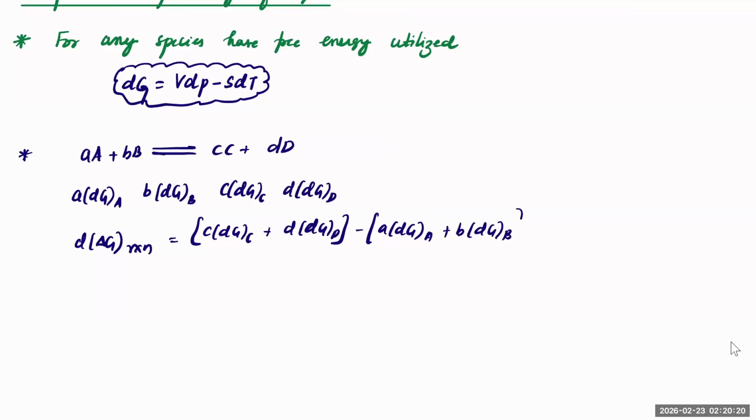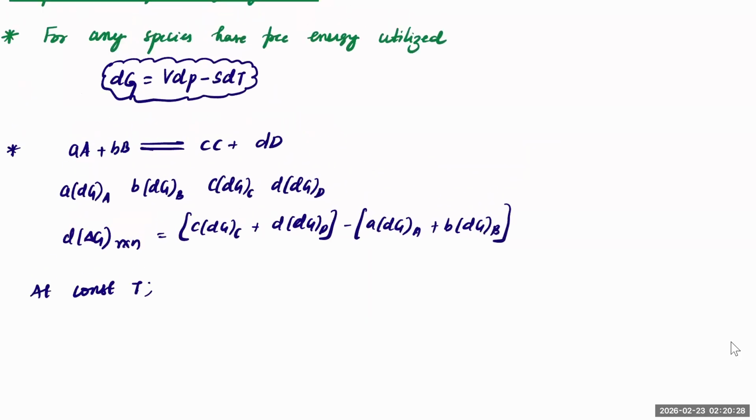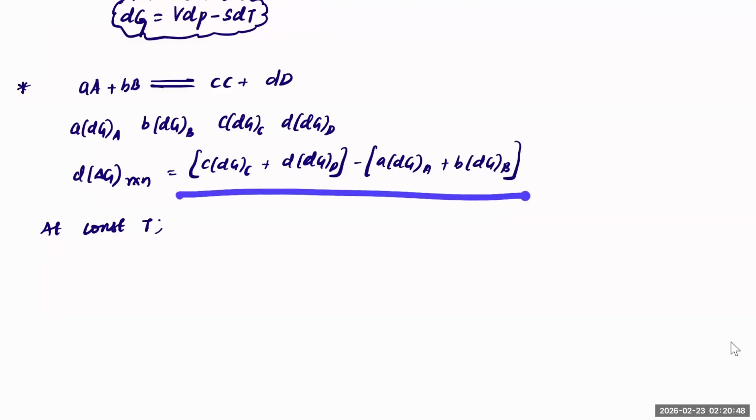These are all the products' free energies, minus A into delta G of A plus B into delta G of B. Right? Now, if you are operating at constant temperature, in that case this part will become zero, correct? And whatever free energy change you have, you can now express that in terms of VdP. When you put this into VdP and integrate everything, I'm directly writing the equation.